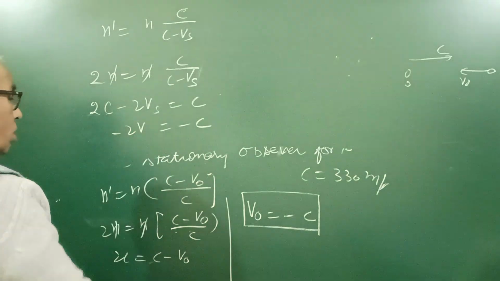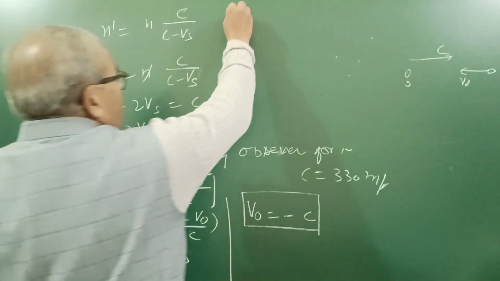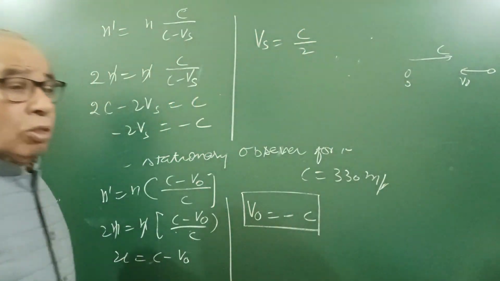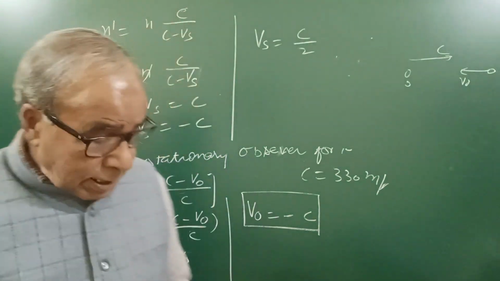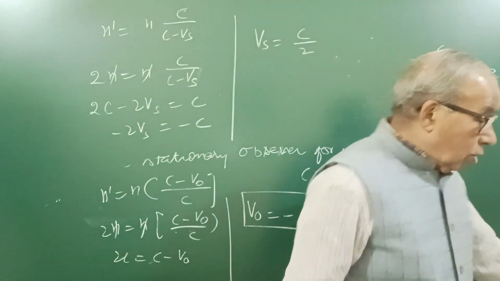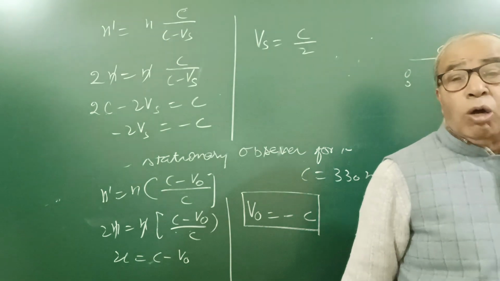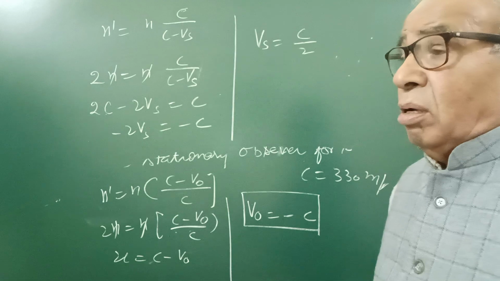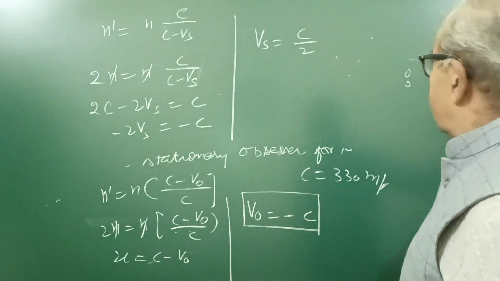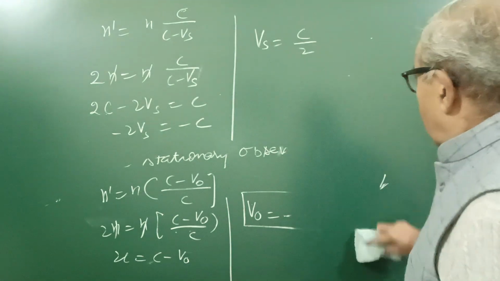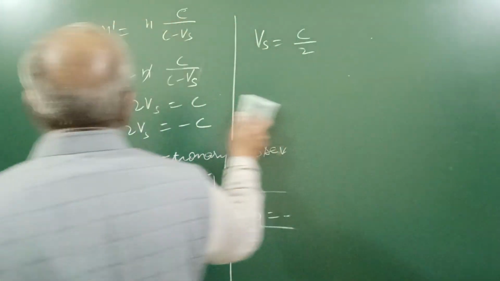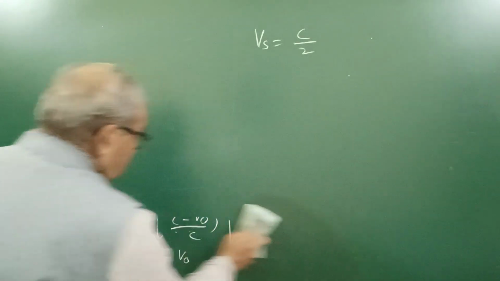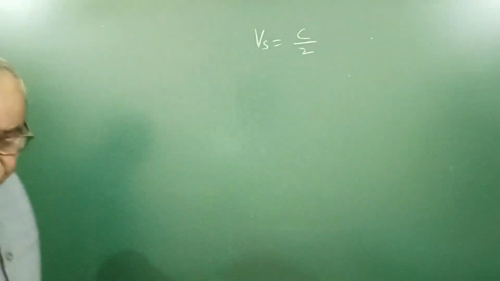Vs, sorry. So here Vs comes out to be c by 2. So if the source moves towards the stationary observer with half the speed of sound, then the observer may find the change as twice, but for the same change, the observer has to move with the speed of sound. Here see the speed of sound. This is one explanation here.